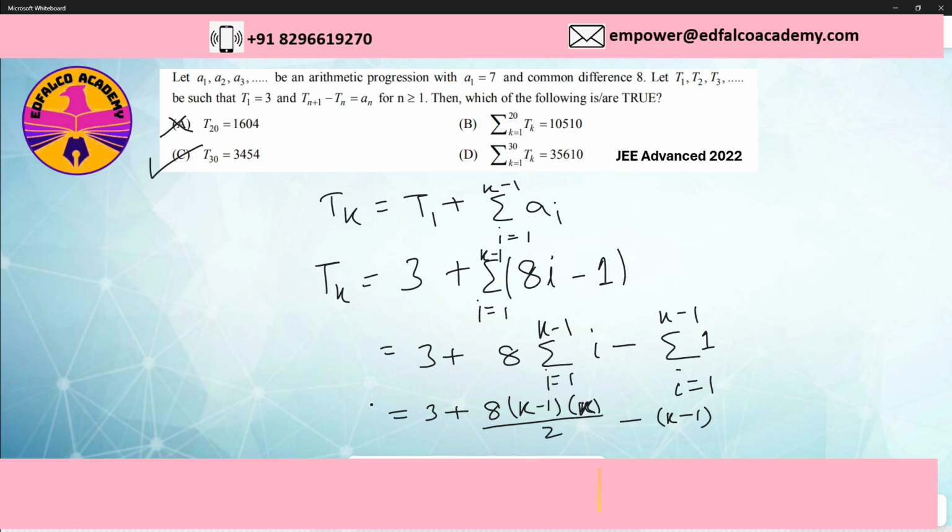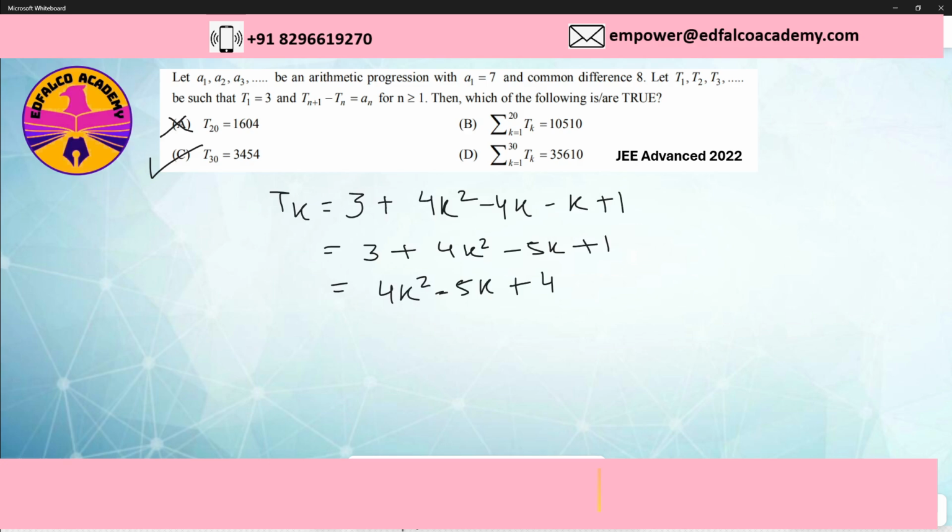So tk will become equal to t1, which can be replaced with 3, plus sigma of 8i minus 1. We already know ai can be written as 8i minus 1. So now it will be 3 plus 8 times sigma of i from i is equal to 1 to k minus 1, minus sigma of 1 from i is equal to 1 to k minus 1. The second term is nothing but the sum of first k minus 1 integers. We already know that the answer for the first n integers is n into n plus 1 by 2, right? So for first k minus 1 integers it will be k minus 1 into k by 2, and minus this is nothing but simply addition of k minus 1 times 1. So it will be k minus 1.